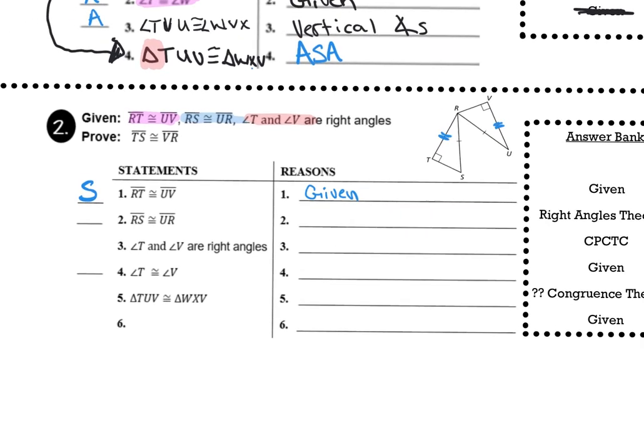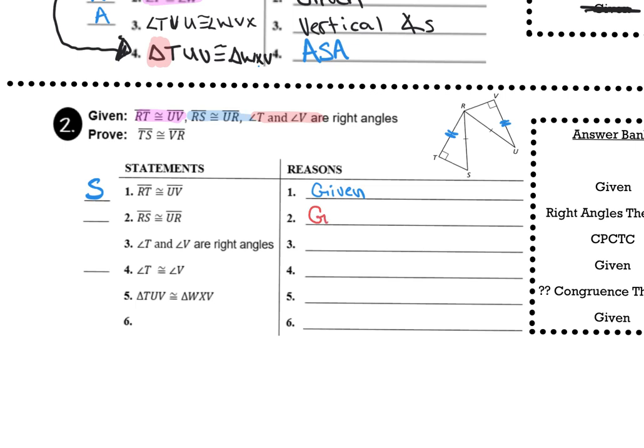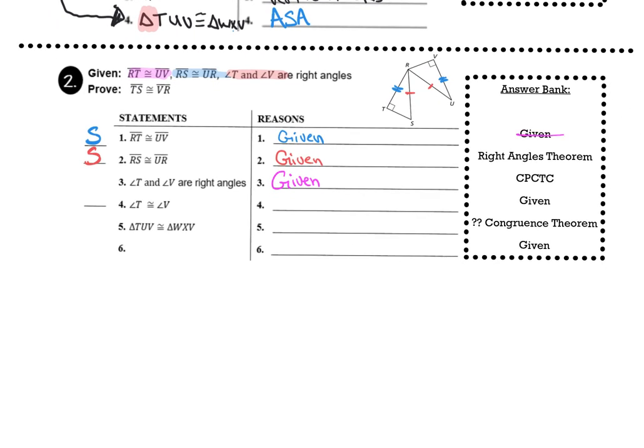Then we're going to look at the next one. It says RS is congruent to UR. That is also given, and that is also a side, so we make sure our picture is labeled. We're labeled. And then it says that angle T and angle V are right angles. That is also a given. And so now we can mark out our first 3 answers out of our word bank. We've used all 3 of our givens, so we're done with that.